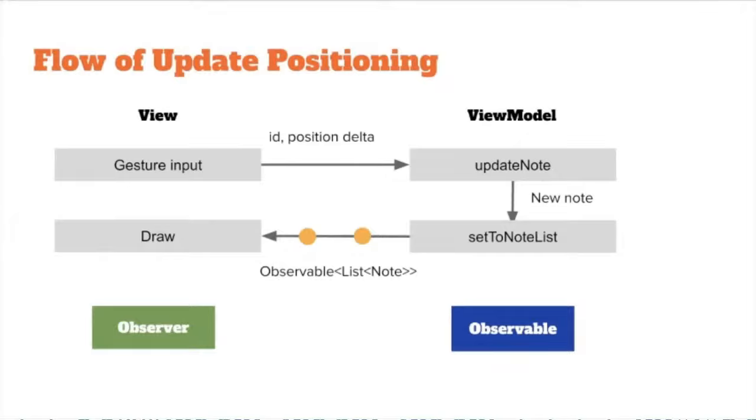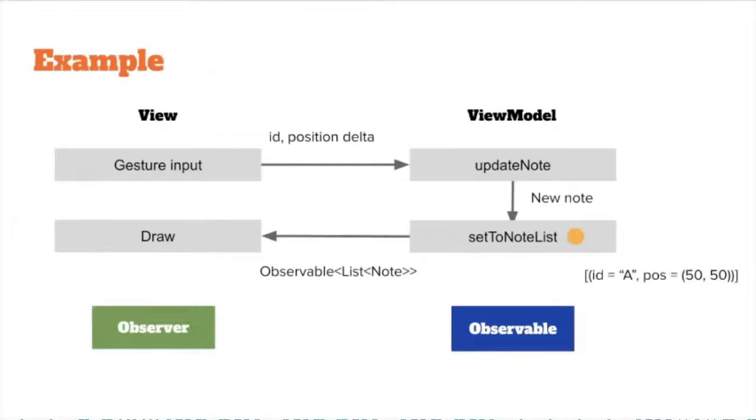How does the view know the list? It is done by subscription. So here, the view has the observer and the view model has the observable. The view's observer is subscribing to the observable so that it can receive the latest stream of the list of nodes.